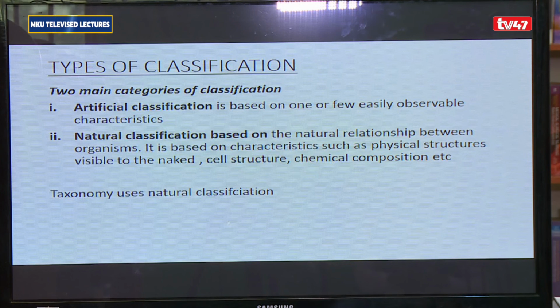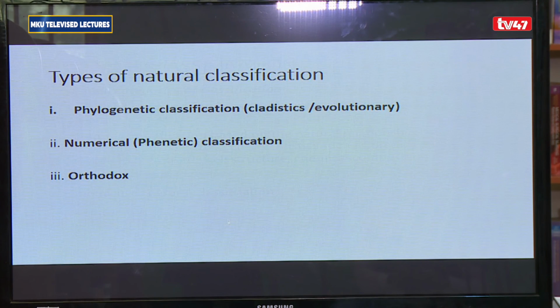So basically, natural classification is based on the natural relationship between organisms, because we shall be looking at the similarities and differences that they have based on their naturally existing characteristics. This includes things such as the cell structure, the chemical composition, the morphology, that is the form, and so on. With these two categories of classification, artificial and natural, taxonomy uses natural classification.